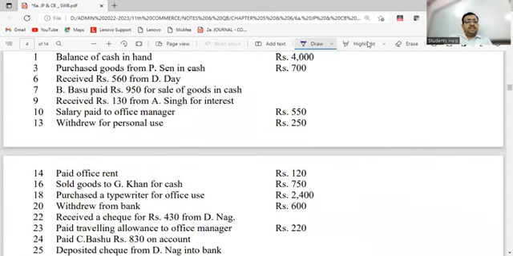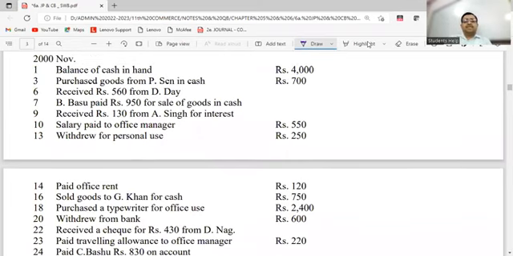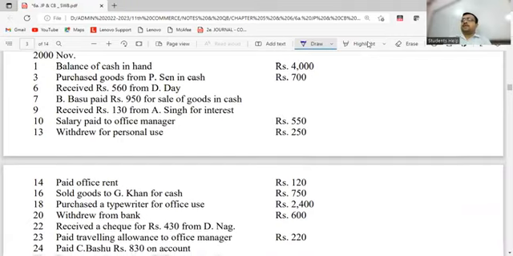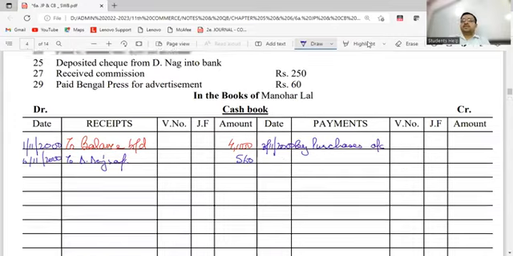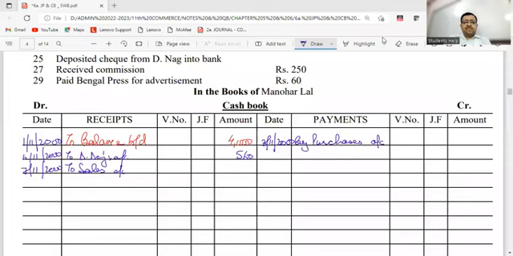Then children, it is received rupees 560 from D day. What's the journal entry? Forget it, if you have to do it very speedily. Is it a receipt or a payment? Receipt. So we'll put it where? Debit side, to D day. Value, children? 560. What's the date? 6th November. Children, will people be able to do this? Chaliye, quickly complete it. Quickly, very fast. Chaliye. What's the value, children, for sales? 950. Moving ahead, moving ahead.